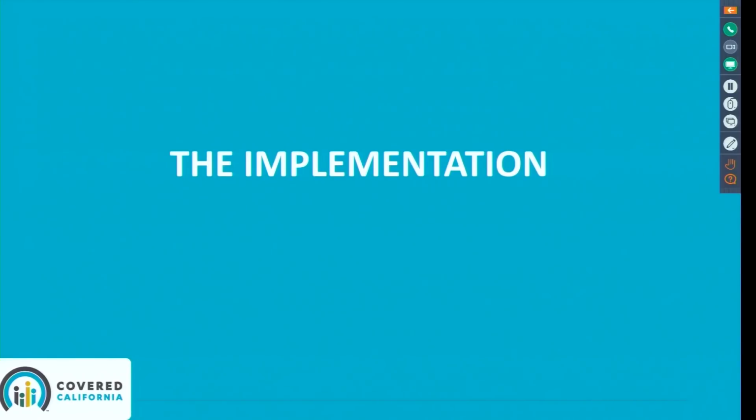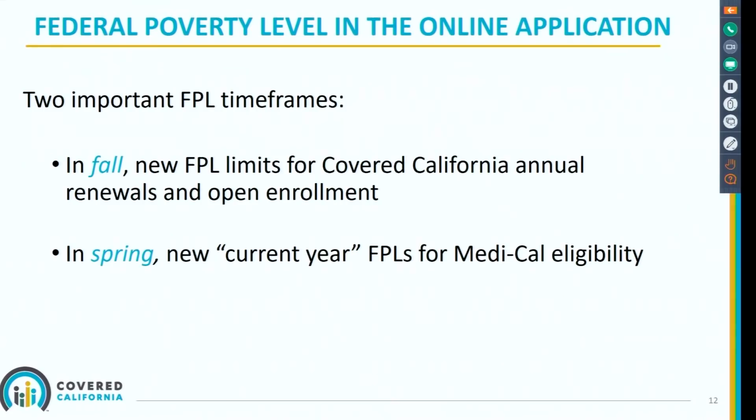So if we turn to the implementation of these rules, we'll take a deeper look at how they work out in the online application system. For FPL levels and changes, there are really two important time frames. In the fall, the new FPL limits for Covered California annual renewals and open enrollment come into play. And in the spring, the new current year FPLs for Medi-Cal eligibility are updated.